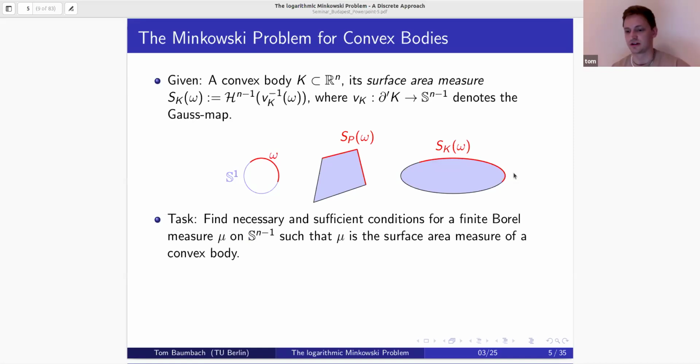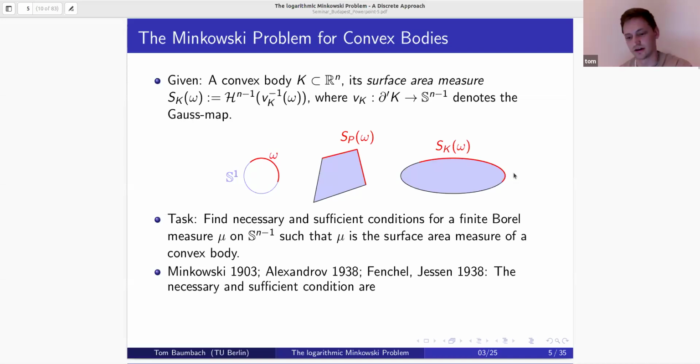So we see that it's generalized the polytope case to convex bodies, and now the task again is to find necessary and sufficient conditions for a finite Borel measure mu on the unit sphere, such that mu is the surface area measure of a convex body, meaning there exists a convex body K such that mu equals S subscript K. And not surprisingly, we have the same conditions, just in the discrete setting.